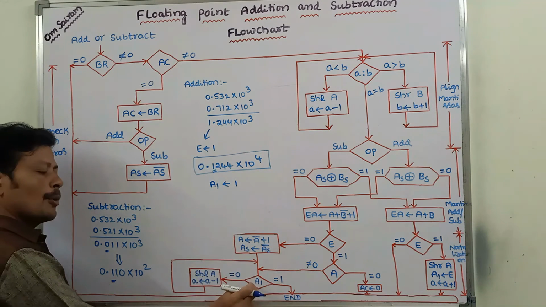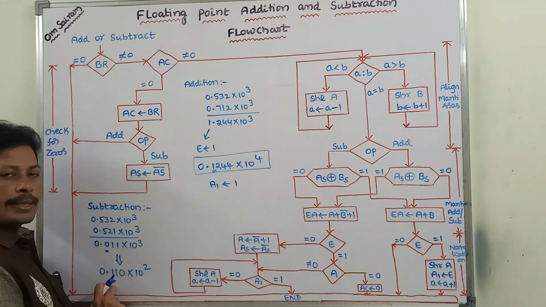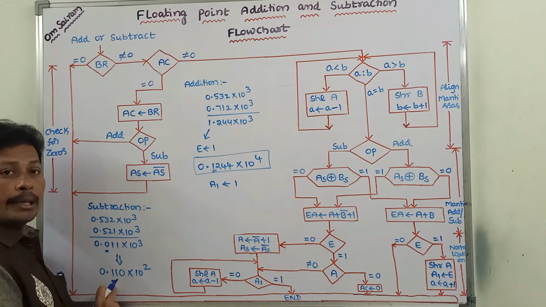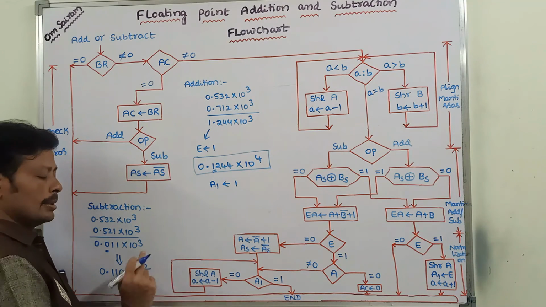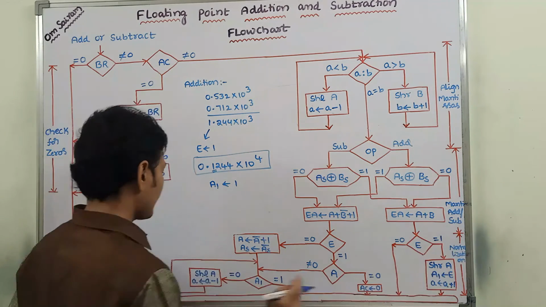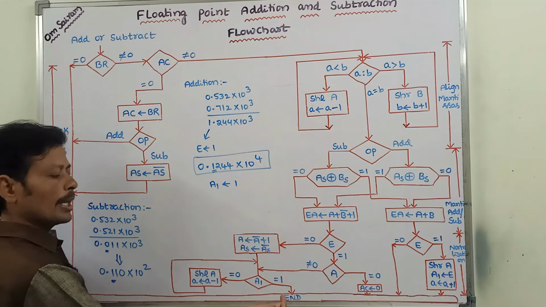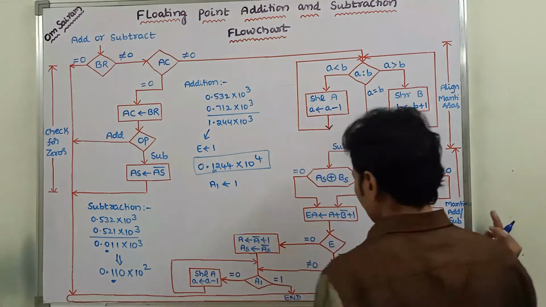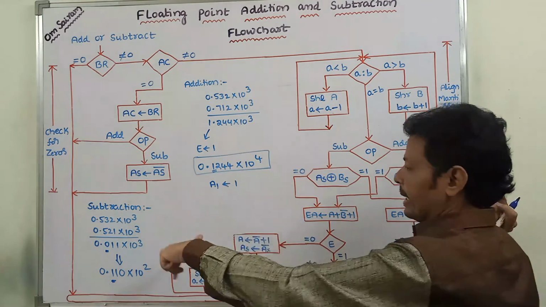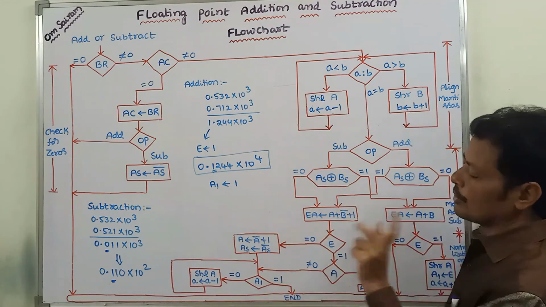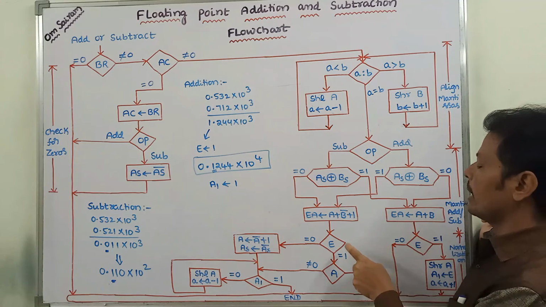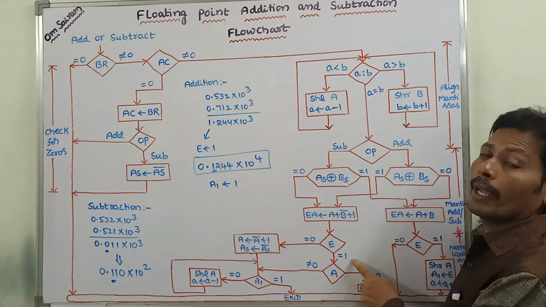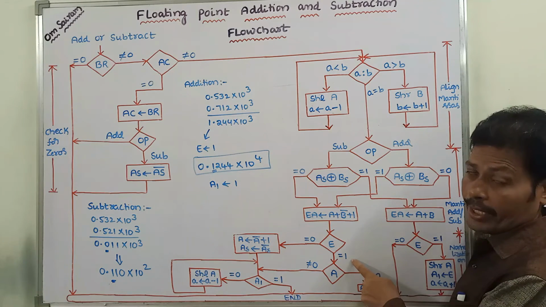Whenever the most significant bit of the mantissa is 1, we are getting the normalized result. Then the normalization step is completed and we end the process. This can be done when the E value is 0. Suppose the E value is equal to 1, that means a carry bit is generated.